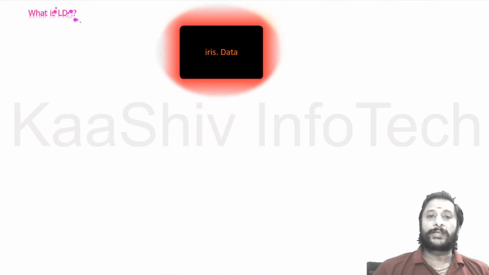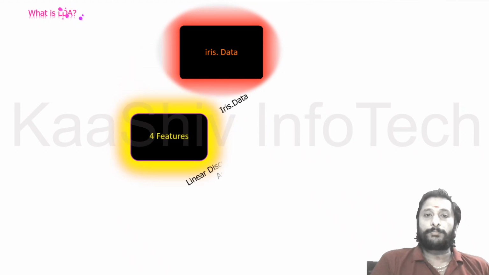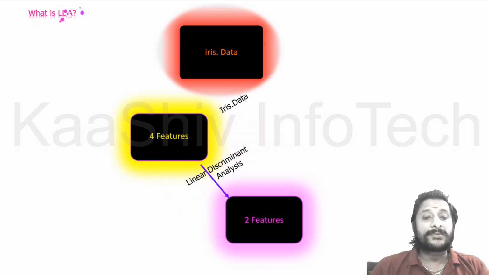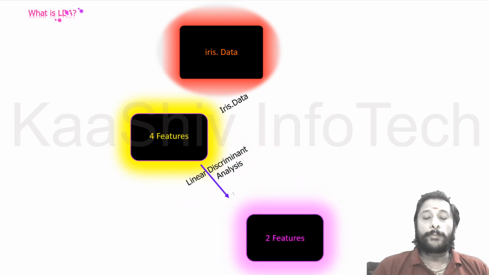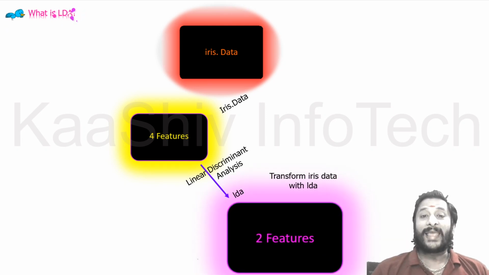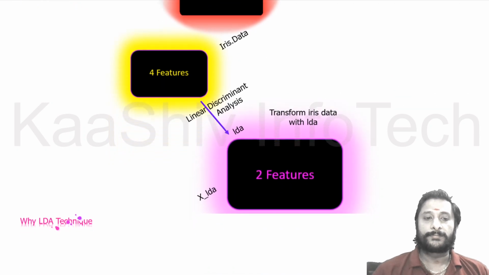Okay, so over here, considering LDA, how does it work? I have 4 features of the iris data: petal length, petal width, sepal length, sepal width. On applying linear discriminant analysis, I can make it into 2 features. I'm trying to make it into 2 features, and this is done with the LDA technique. So we transform the iris data with LDA, linear discriminant analysis. That's how the functionality is.